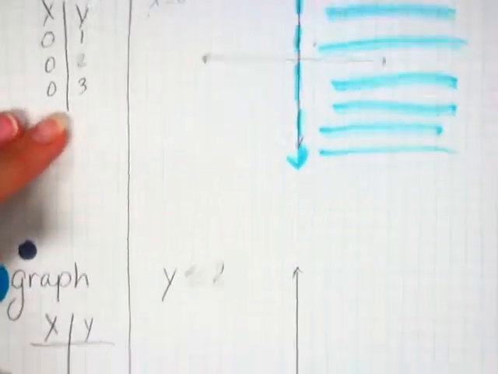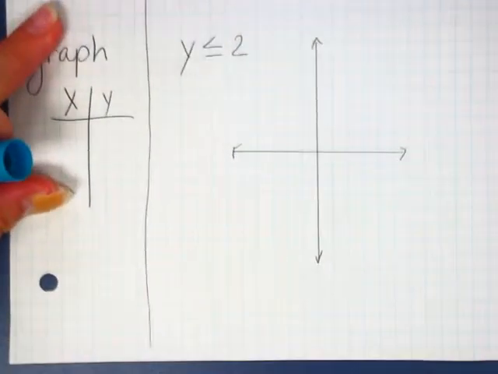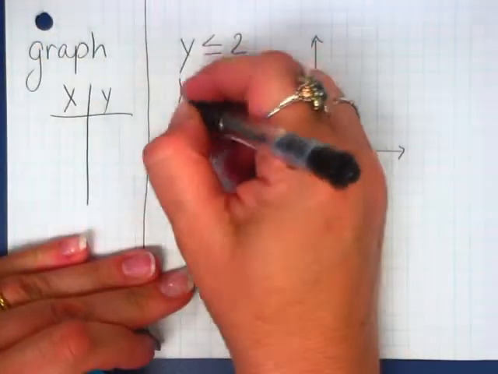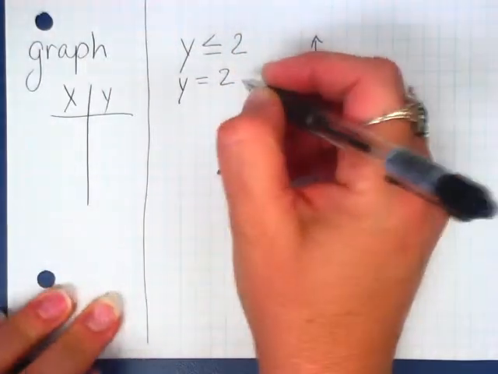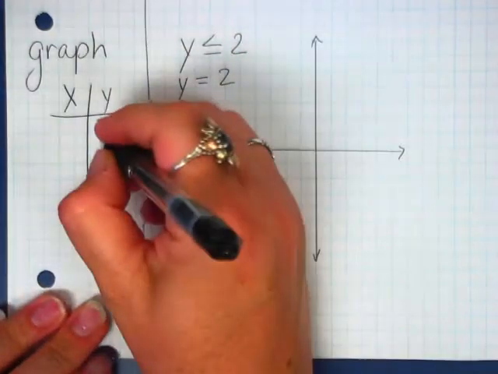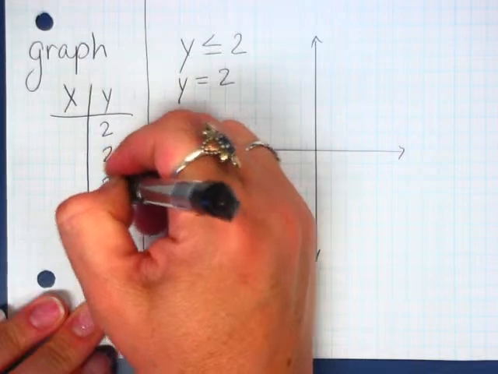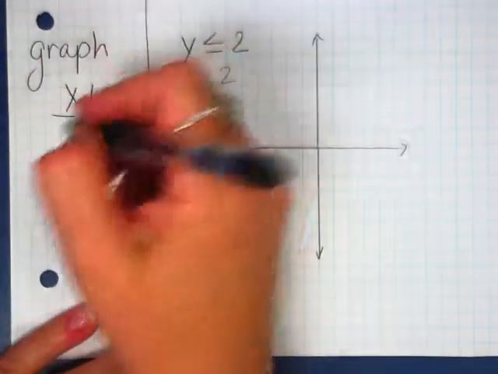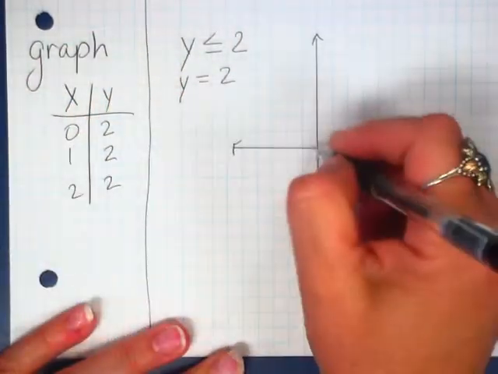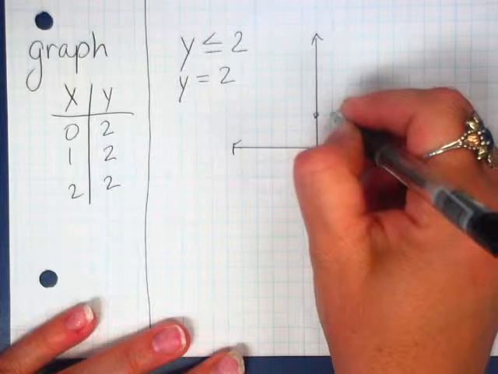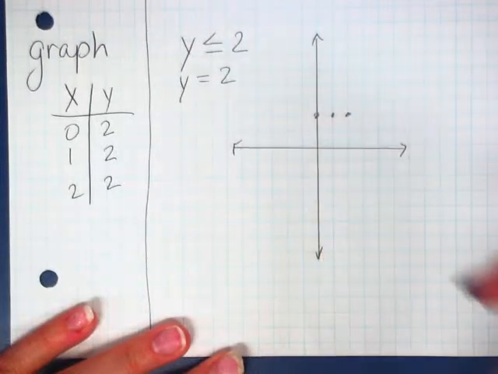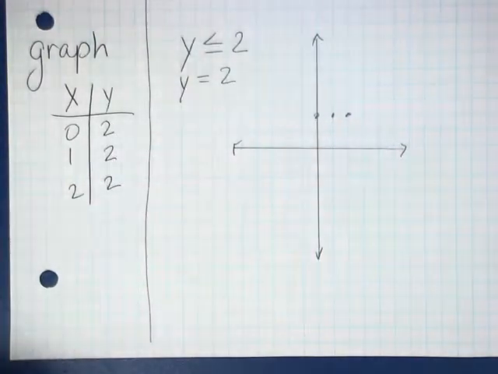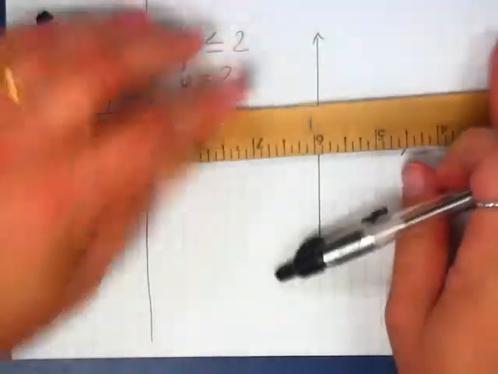The next one we're going to look at is what happens when there's just a y. So again, we're going to think of it as an equal sign. y equals 2. That means no matter what I do, y equals 2. Now I just have to come up with numbers for x. No matter what I do, y equals 2. So 0, 2, 1, 2, 2, 2. There is an equal sign, so that means I do need a solid line.